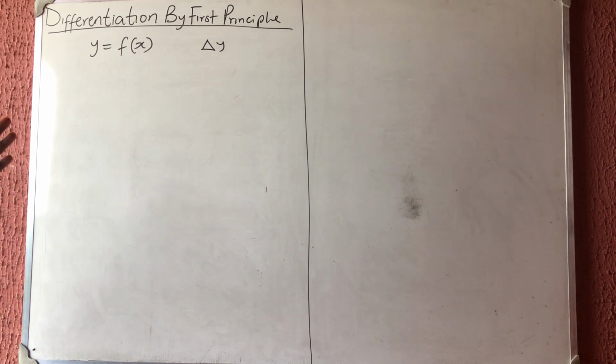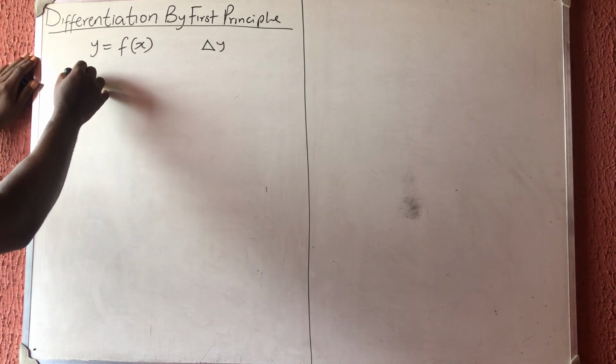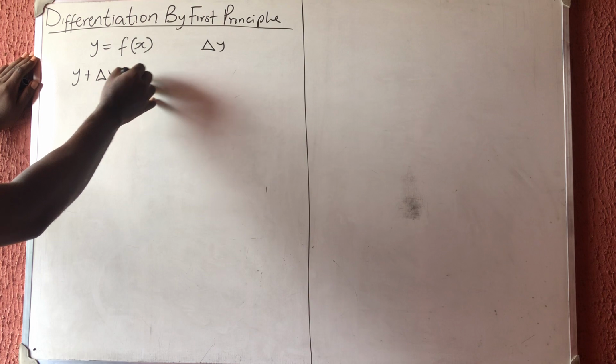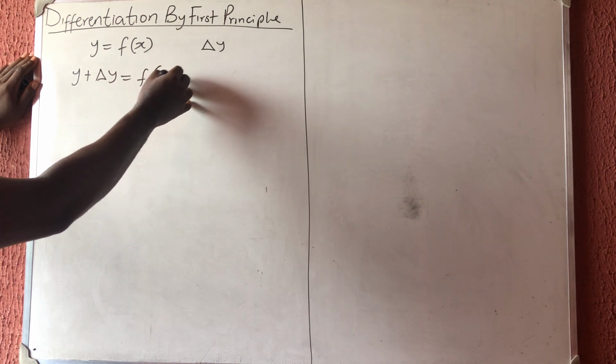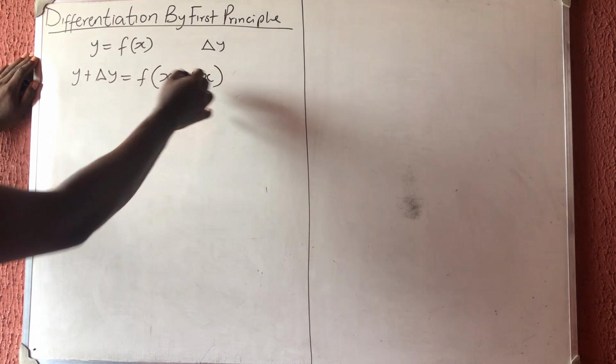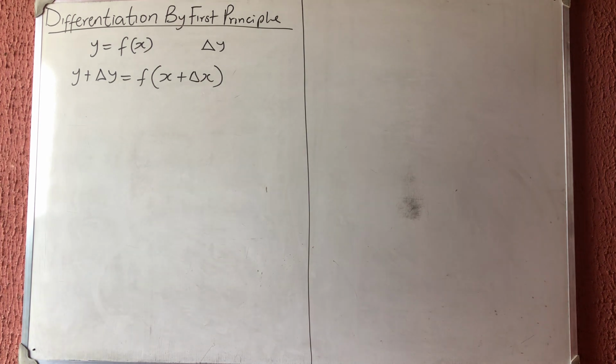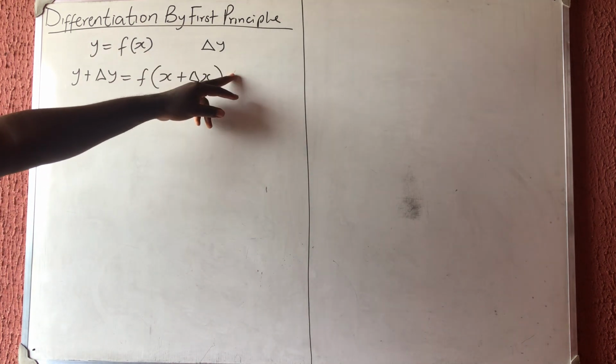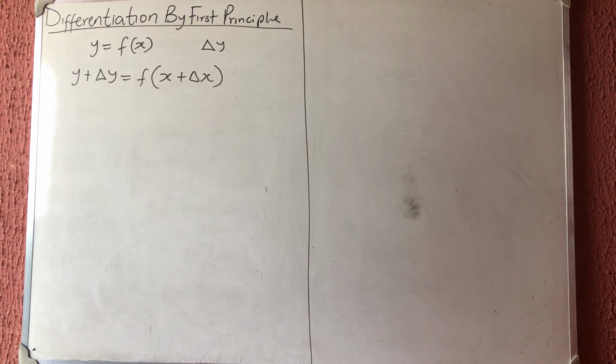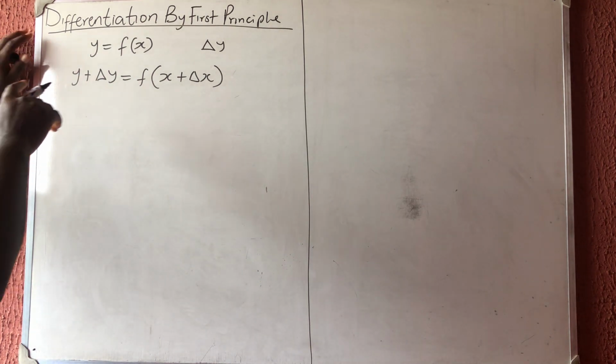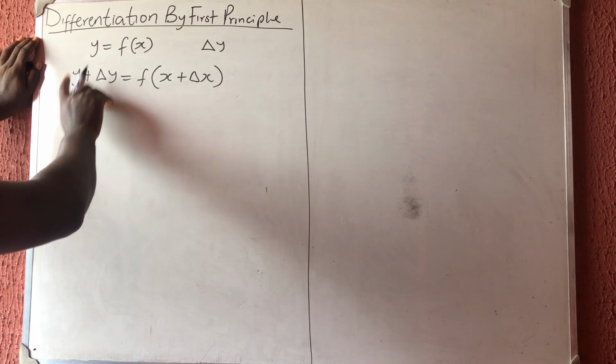Let us add a small distance to both sides by saying that y plus change in y is equal to f of x plus change in x. We added a little distance to both of them. Now, let us take this to this side, or we can decide to subtract equation 1 from 2. Let me just collect like terms.